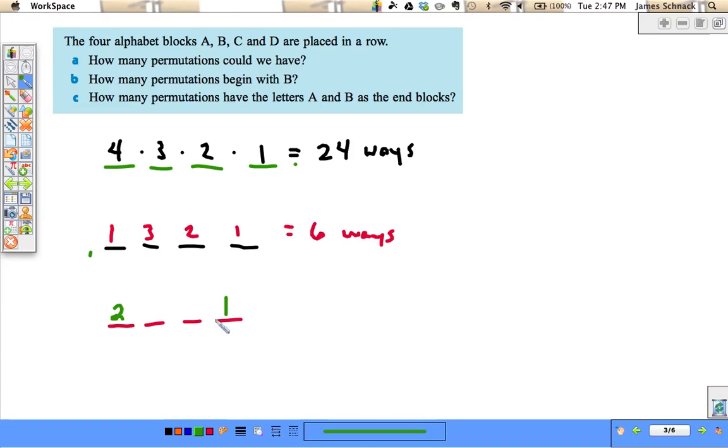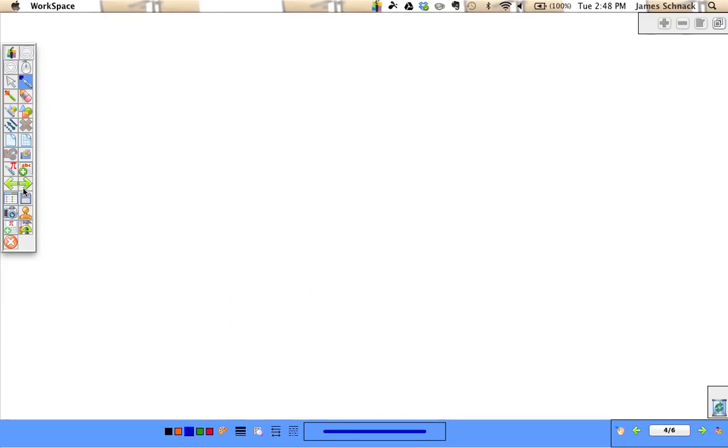Now think about how many blocks we've picked already. We've picked 2. So how many are left? There's 2 blocks left. So for this second space, I only have 2 choices. And for the third space, there's only 1 block left. There are 4 different orders that satisfy having A and B on the ends. With these permutations, you really have to think about how many different choices do I have to put in this spot.